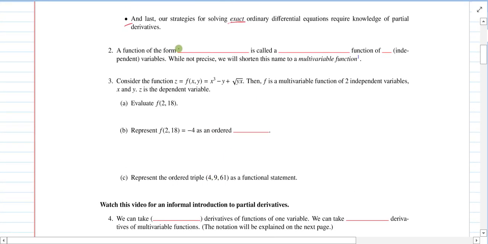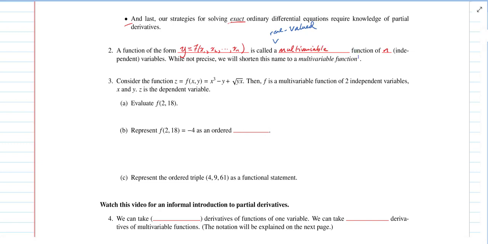So a function of the form, let's say y is equal to f of x1, comma, x2, comma, dot, dot, dot, comma, xn. You can see I've got a function here, f, and I'm inputting n different independent variables into it to get out some value y. So a function of this form is called a multivariable function of n independent variables. And really I could be more precise by calling this a real-valued multivariable function. Feel free to read the footnote for a more careful explanation.